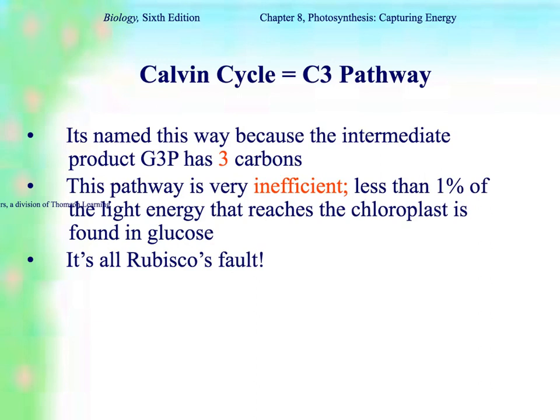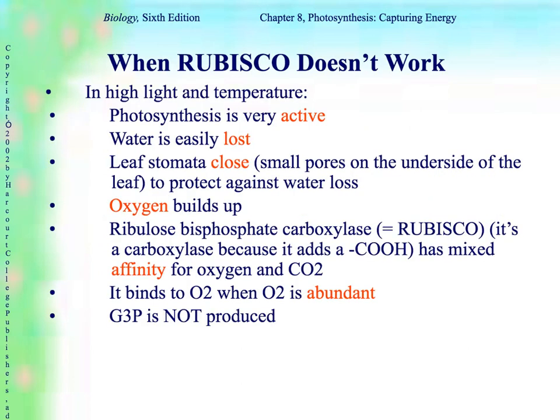This pathway is very inefficient. Less than 1% of the light energy that reaches the chloroplast from the sun is found in glucose. It's very, very inefficient, and it's all the enzyme Rubisco's fault. Rubisco is horrible at its job.